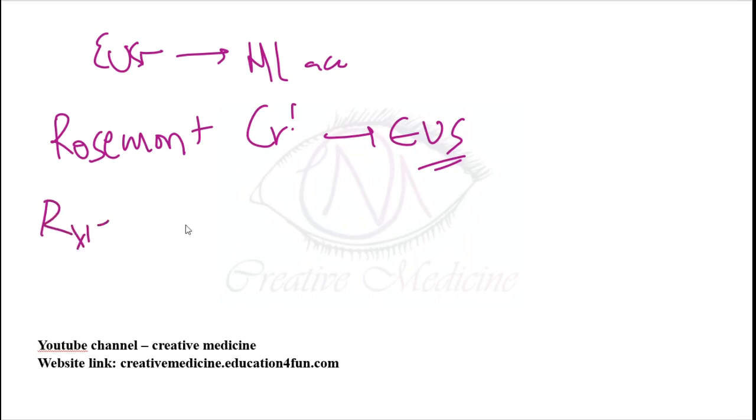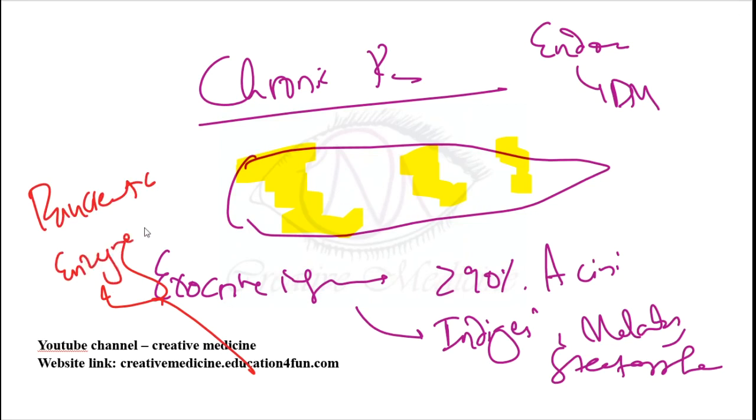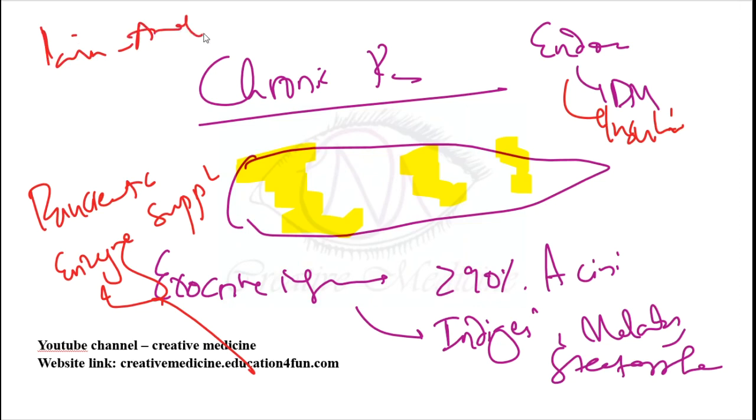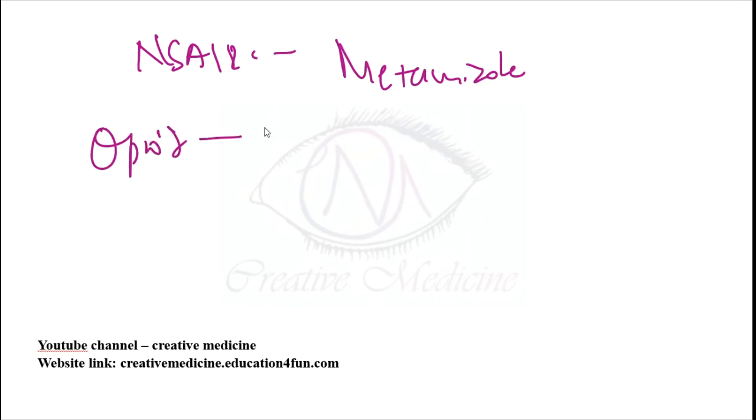Now the treatment. The patient will have exocrine insufficiency, so there will be indigestion and malabsorption, mainly because of non-secretion of pancreatic enzymes. As a result, you will have to give pancreatic enzyme supplementation. In endocrine insufficiency, you can give insulin for diabetes mellitus. For pain you can give analgesics, like NSAIDs such as metamizole. Metamizole is the drug of choice for chronic pancreatitis, and you can also give opioids like buprenorphine.